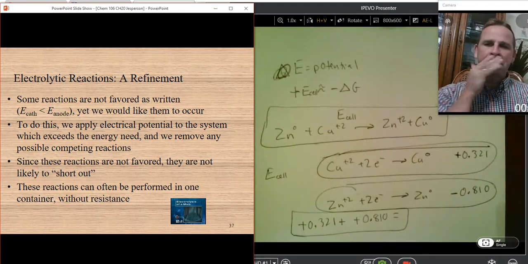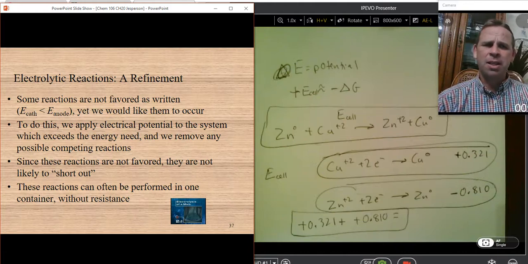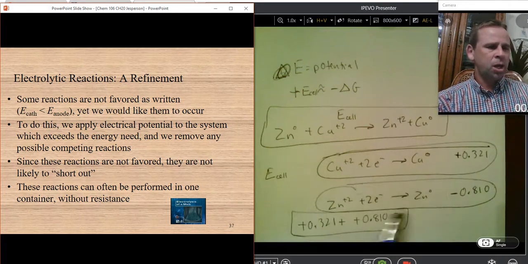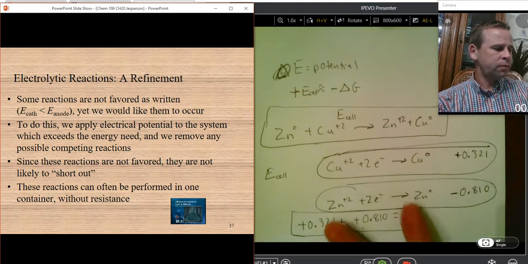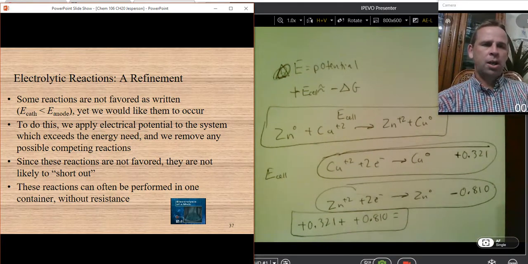Okay? Now again, they say cathode minus anode, anode minus cathode. Don't have to worry about that. All you have to do is identify which is occurring and which is not occurring. And the one that's not occurring, you just got to flip it around to show that it's occurring. And then when you flip these, you change the sign. Okay?